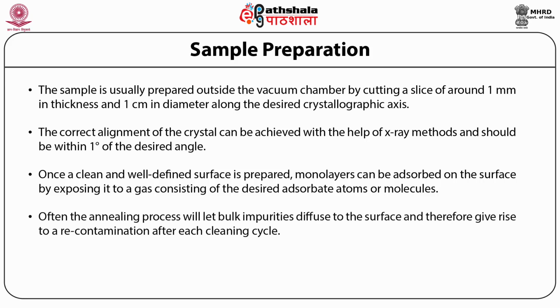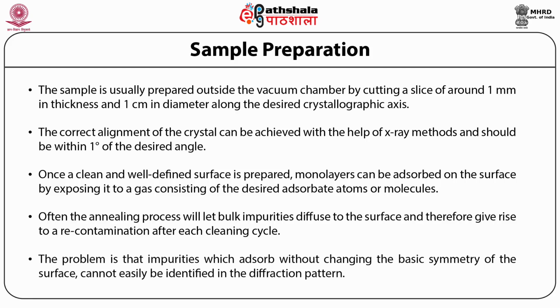Often the annealing process will let bulk impurities diffuse to the surface and therefore give rise to a recontamination after each cleaning cycle. The problem is that impurities which adsorb without changing the basic symmetry of the surface cannot easily be identified in the diffraction pattern. Therefore, in many LEED experiments, Auger electron spectroscopy is used to accurately determine the purity of the sample.